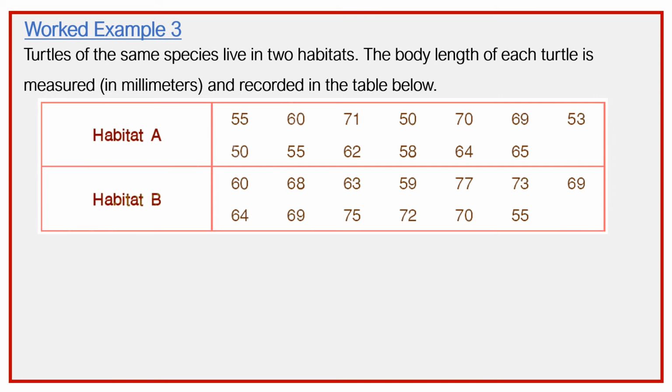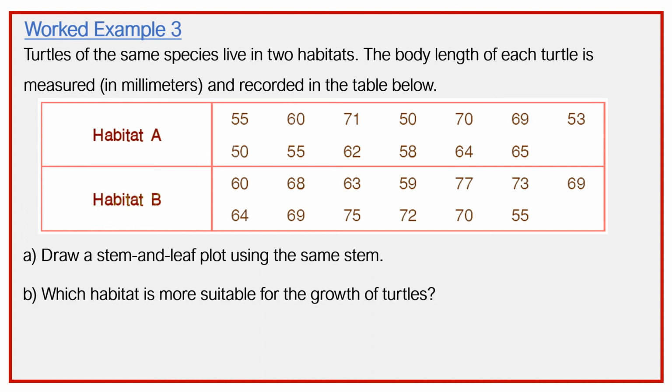Final example. Turtles of the same species live in two habitats. The body length of each turtle is measured in millimeters and recorded in the table below. A. Draw a stem and leaf plot using the same stem. B. Which habitat is more suitable for the growth of turtles?